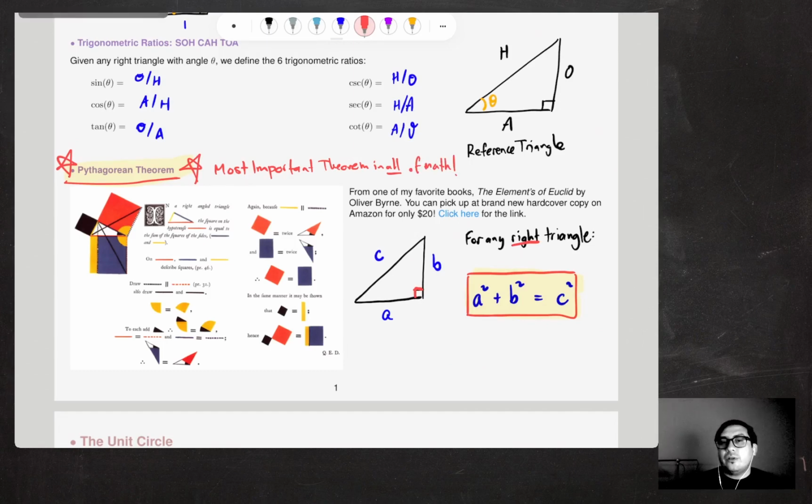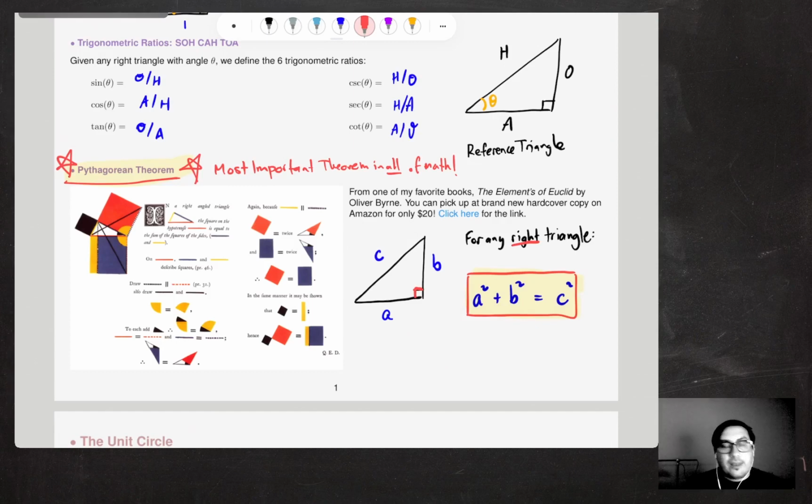Now what the theorem actually tells us is that if we have a right triangle, so here is the right angle, and if we label the three side lengths as length A, length B, and length C, then the relationship between these sides is that the square of this leg plus the square of this leg, a squared plus b squared, is equal to the square of c.